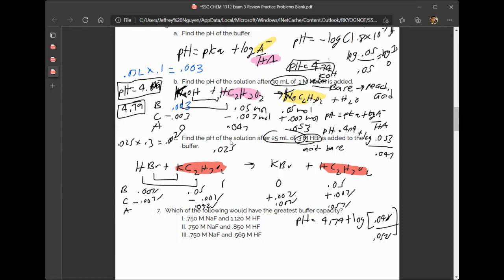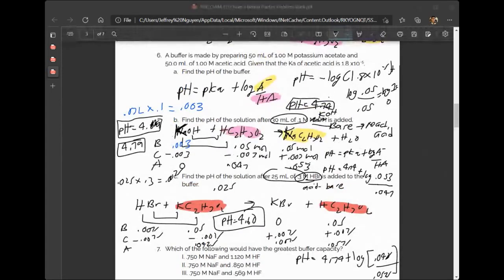So the answer is pH is equal to 4.6, and this actually makes sense because adding an acid should lessen the pH. Okay, does anyone have any questions here? Again, thank you all for catching that key up there. If you have any questions, feel free to let me know.